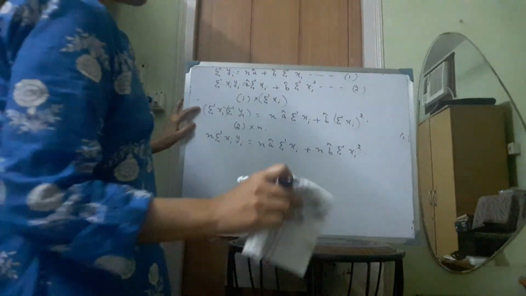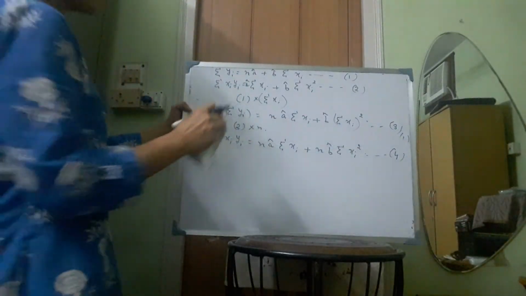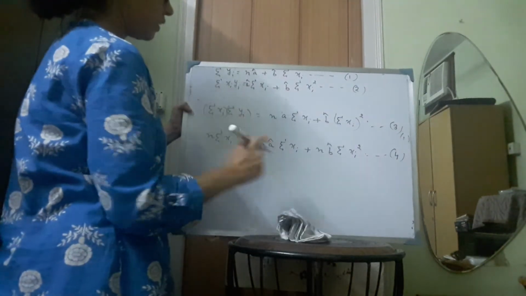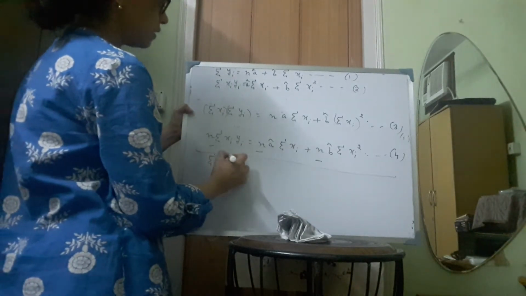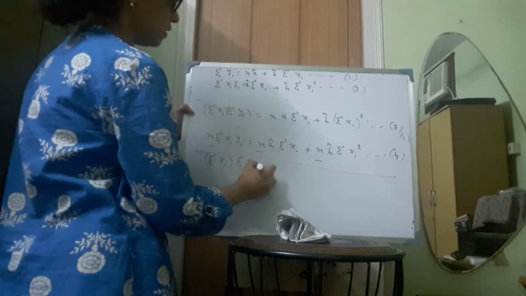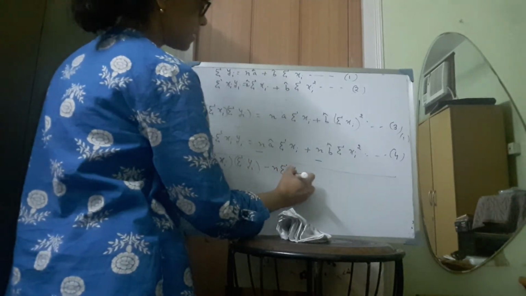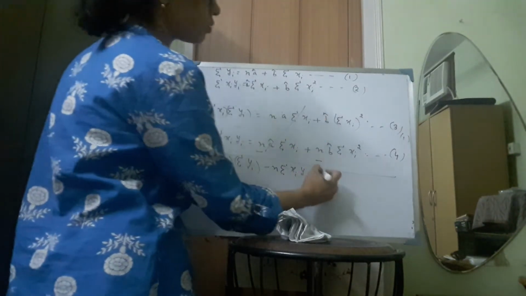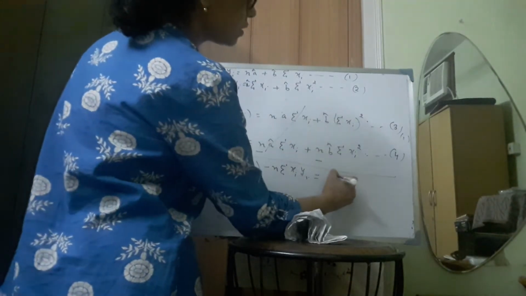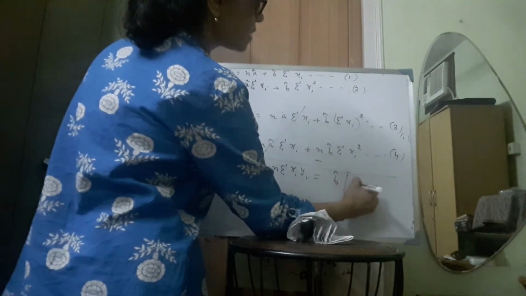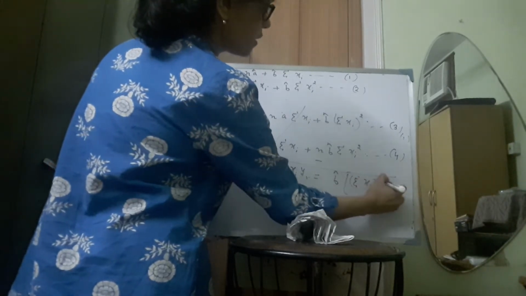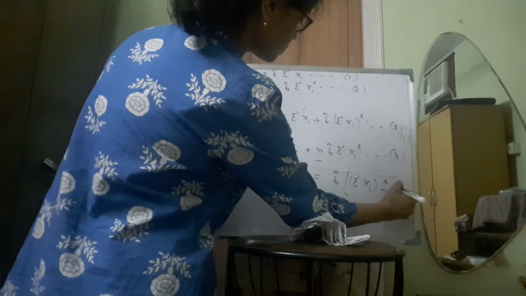Suppose this is equation 3 and this is equation 4. Now if we subtract equation 4 from equation 3, then we get summation of xi times summation of yi minus n summation xi yi, where this term cancels out, equal to b hat times, within bracket, summation of xi whole square minus n summation of xi square.